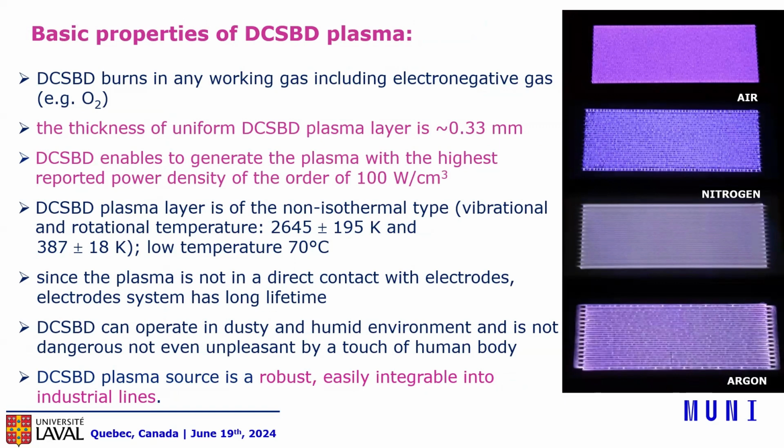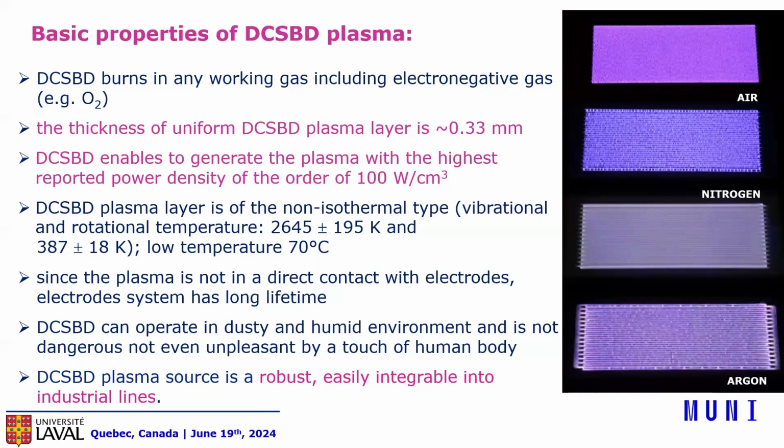We are reaching values of about 100 watt per cubic centimeter, which is a real record value, and implies very short exposure time for most of the materials. It means several seconds for polymers, maybe about 3 seconds for metals, or for glass, as I will show you, 1 second is sufficient. Plasma is in a non-equilibrium state, so high temperature of electrons, low temperature of ions, and also the system is robust. It means that it can be operated also in dusty and humid environments without any risk of transition to spark or arc.